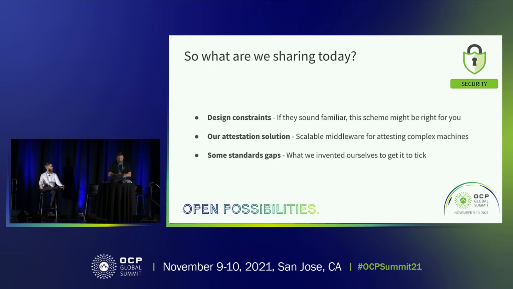So the scope of this talk, what we'll be sharing, is some design constraints which factored into how we approach this problem and the solution we ended up building. If these design constraints sound familiar to you, our solution might be of interest. We will be sharing what we actually came up with, the middleware to attest these complex machines, and then some standards gaps, things that we had to make up ourselves to get it to tick, and things that we think there should be broad agreement on how to do.